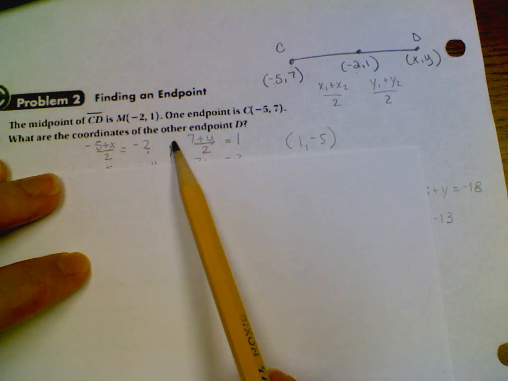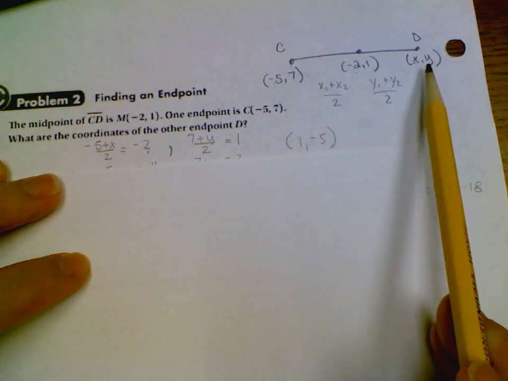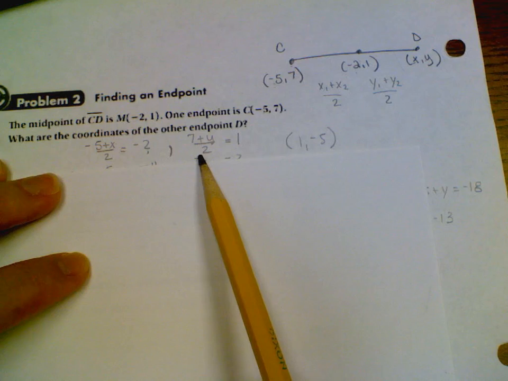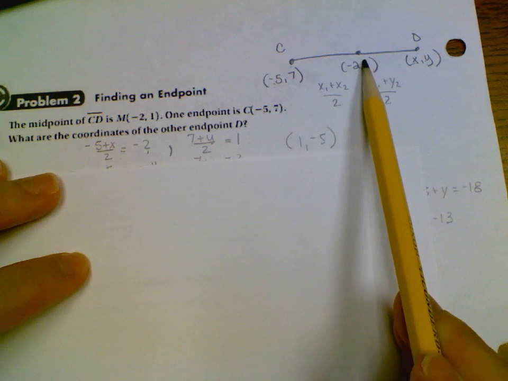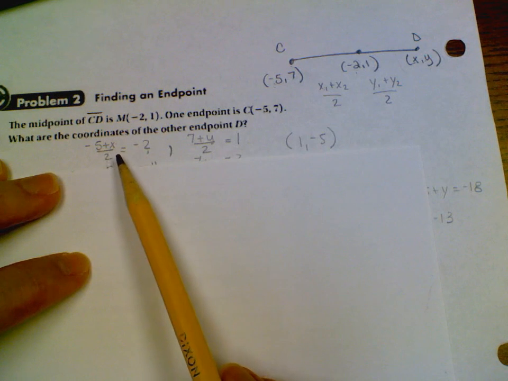And I'm also going to do the same thing for the y's. I'm going to find the average of the y, so I'm going to add 7 and y, and I'm going to divide that by 2 and set it equal to the midpoint y coordinate. Okay? Now we're going to work backwards, which means we're going to solve these equations.